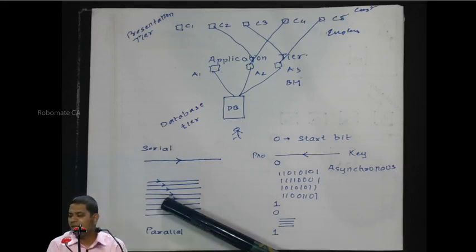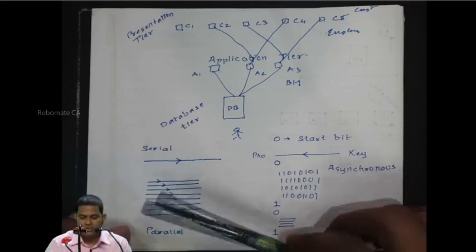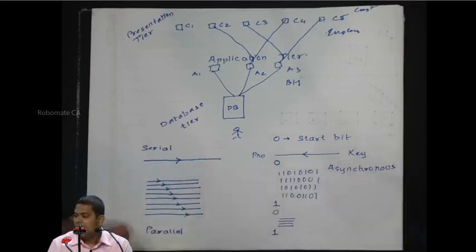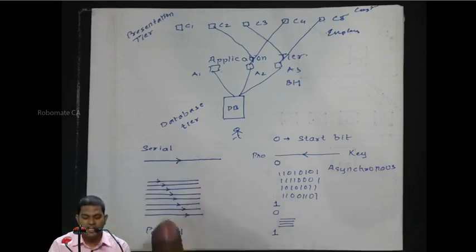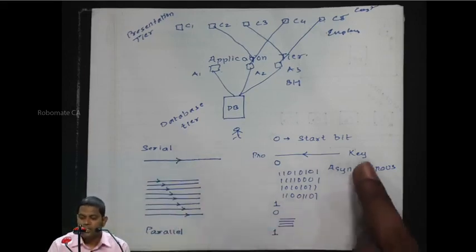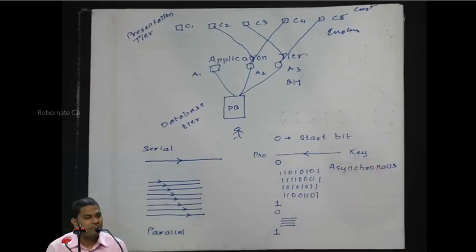So that was the topic called transmission technologies. Are you understanding? Just draw this diagram if you want. And then we will go to the next part, called network protocol. Serial, parallel, synchronous. There is no diagram for asynchronous. And there is no diagram for directions also.